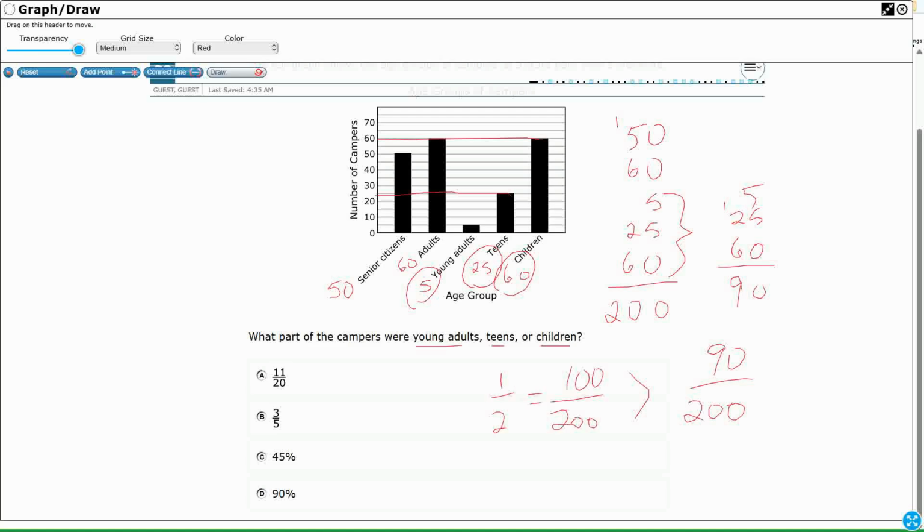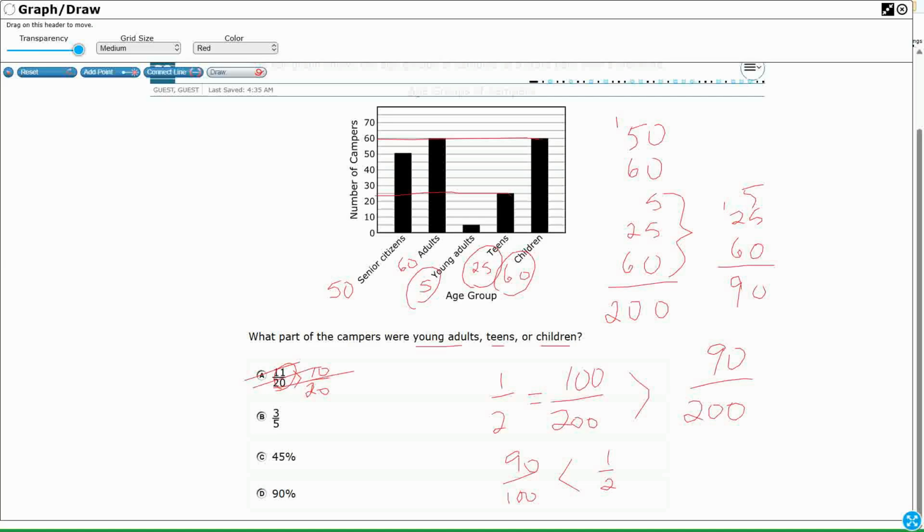So 1/2 equals 100 over 200, and my 90 is less than that, or that half is greater than that, whichever way you want to say that. So I need answers that are less than half. So we could say 90 out of 200 is less than 1/2. Okay, so what about 11 out of 20? Is that less than 1/2? No, 1/2 is going to be 10 out of 20, and that is greater than 1/2. So I can go ahead and eliminate A.